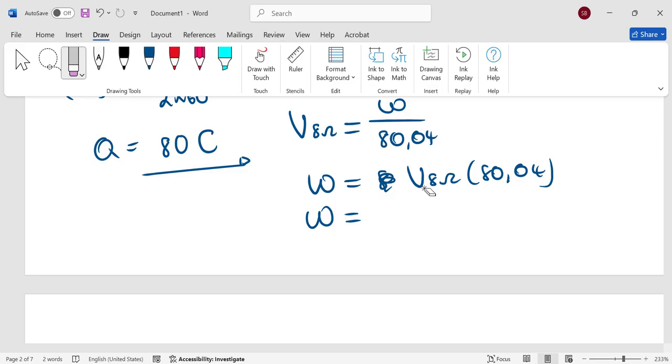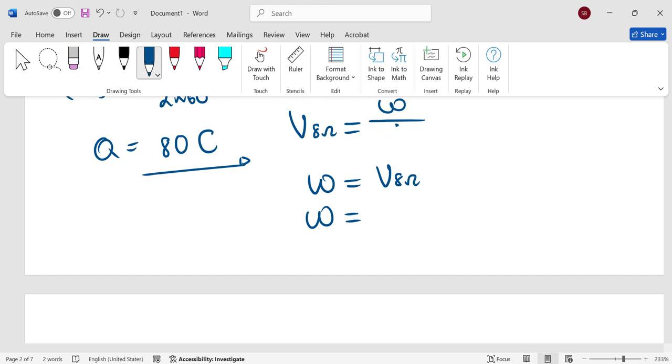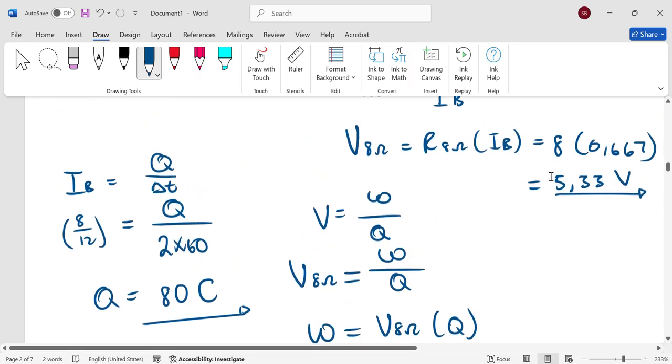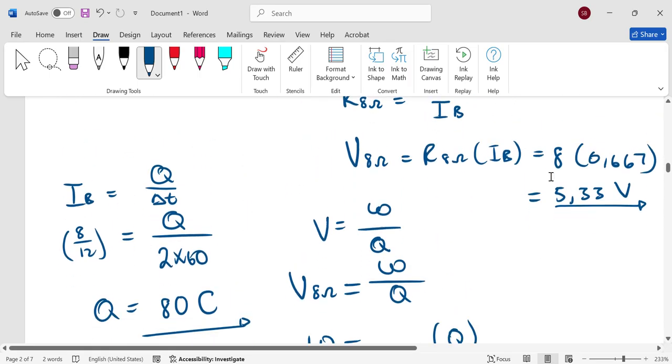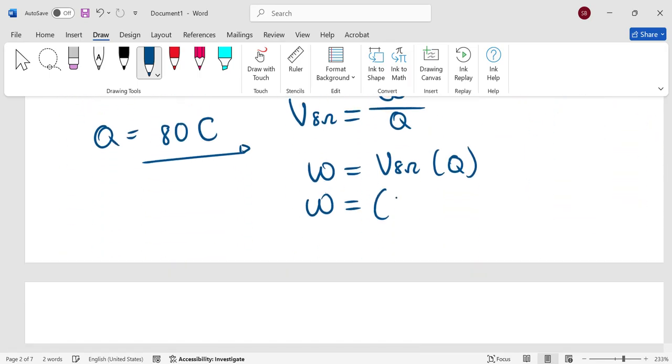Notice how it just changed because now I chose to write it as fractions to avoid rounding off errors. So that's V of the 8 ohms, right? So I'm just going to remove that and put my Q down there. So that's Q, and that's multiplied by Q. So that's my V of the 8 ohms. So that was 8 times 8 over 12 basically.